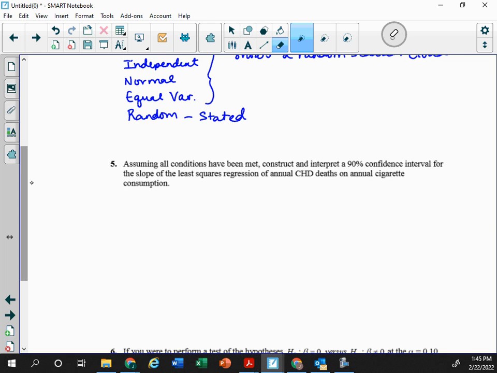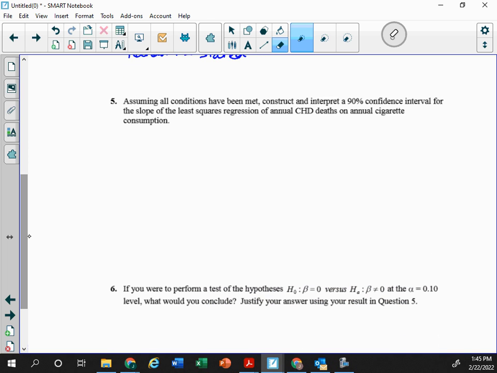Okay. Assuming all conditions have been met, which they have, we're going to construct a 90% confidence interval for the slope. I think that's hard because it's this weird combining of a confidence interval and slope of a line. Like, that's hard for your brain to wrap itself around. So, let's just walk through it.